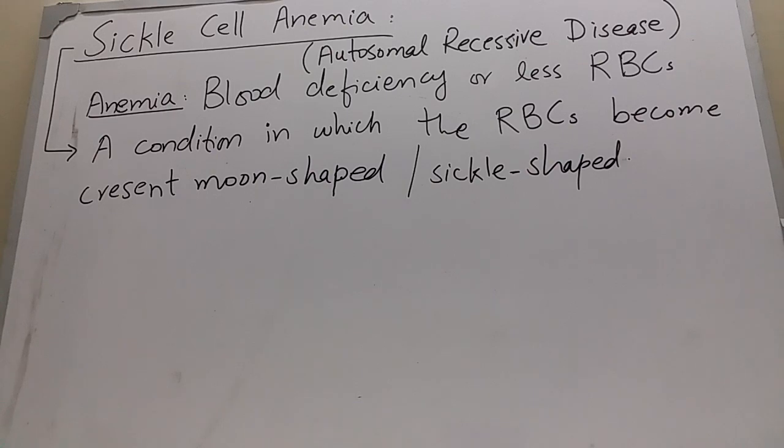Now, what is sickle cell anemia? Sickle cell anemia is also a deficiency of the blood, or we can say a deficiency of RBCs. It is a condition in which the red blood cells become crescent moon shaped or sickle shaped. Normally, red blood cells are round, spherical in shape, but in this case they become crescent moon shaped. A crescent moon is the first phase of the moon. The RBCs assume the shape of the crescent moon, or they become sickle shaped.